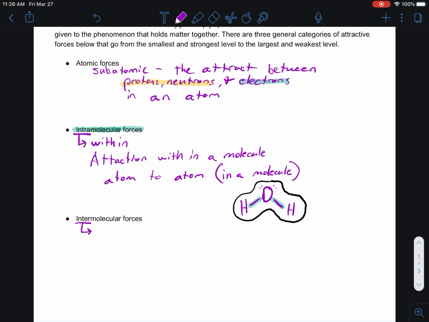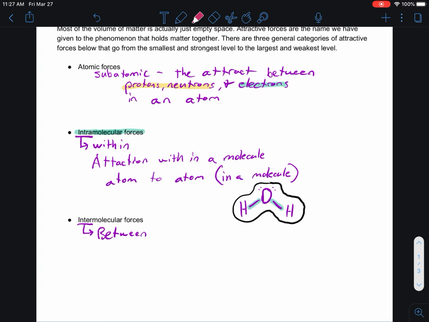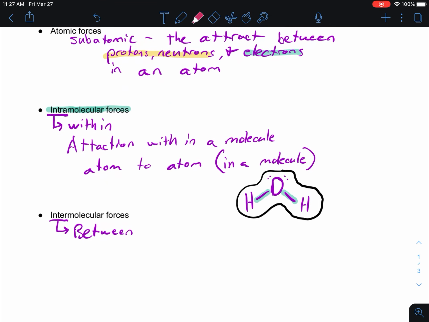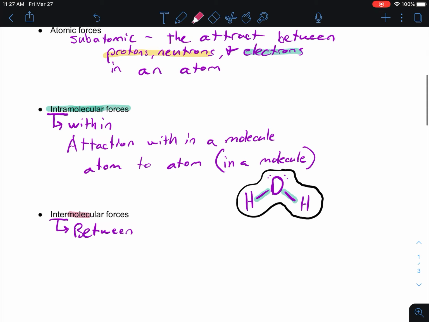Let's define inter. Inter means between. So these are the forces of attraction between molecules.